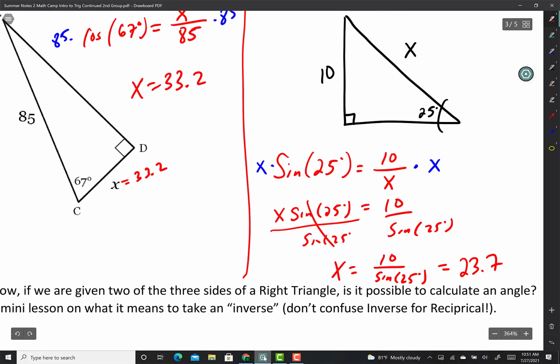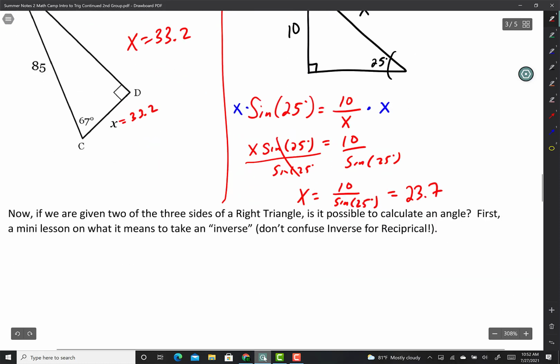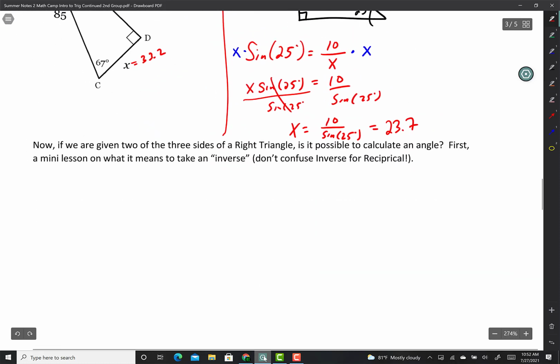By the way, guys, just an observation. Notice that on none of these could you have used the Pythagorean theorem to solve for x. No, because they don't give you two sides. So you couldn't have used the Pythagorean theorem. All right.